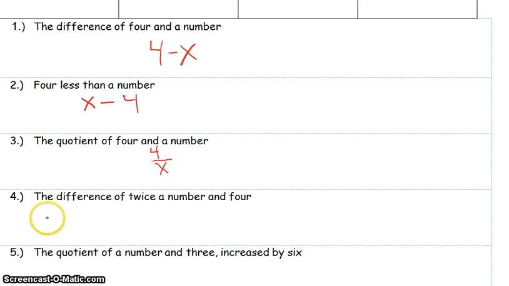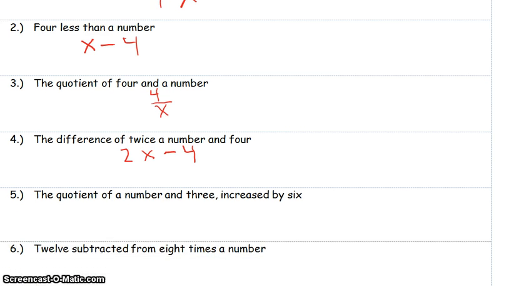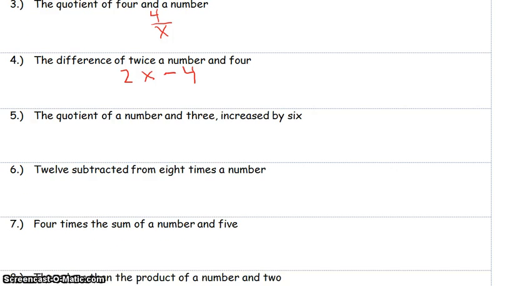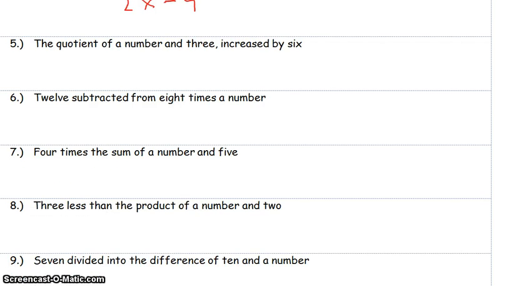Now, number 4, the difference of twice a number and 4. Difference we know means subtraction. Twice means multiplication. So the difference of twice a number, so we will put twice a number and 4. So that's where the difference comes in. So we'll have 2x minus 4. So that is the difference of twice a number and 4. We need to scroll up here. We have quite a few more examples to do.